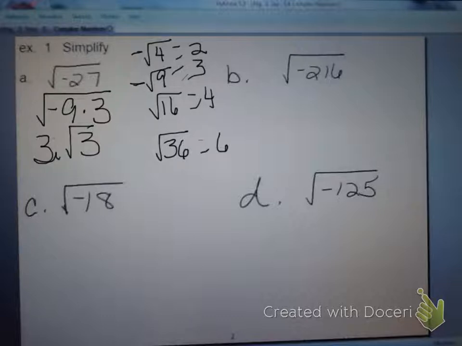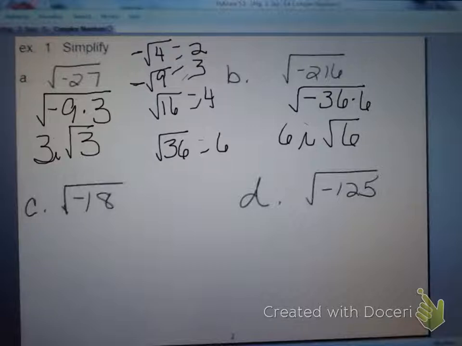And 216 divided by 36 is 6 times. So we're going to break that down to -36 times 6. Square root of -36 is 6I. Can't take the square root of 6, so it stays inside the radical.